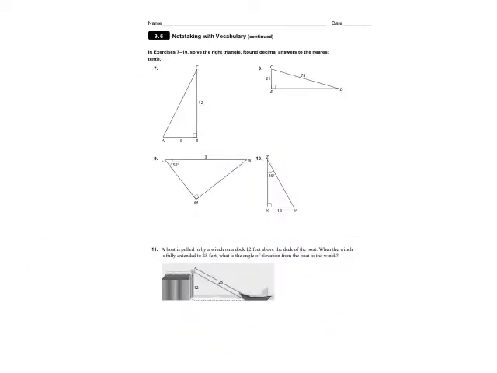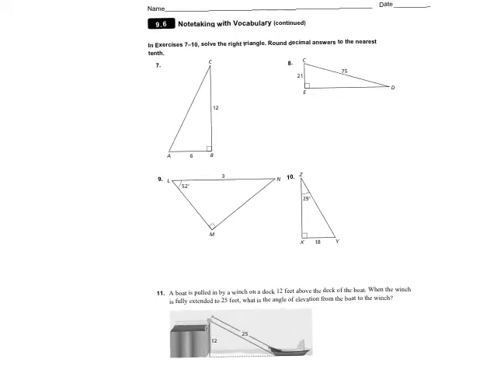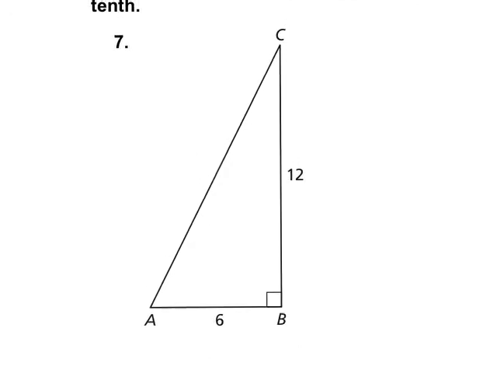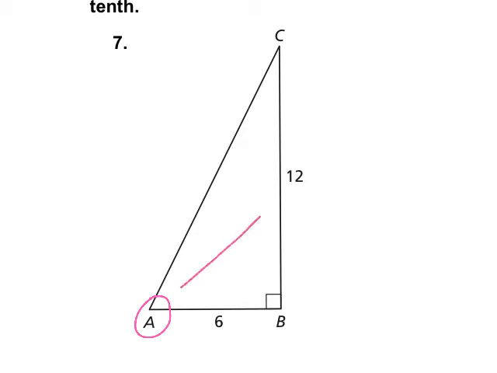Okay, so here we are on page 2. We are going to work through number 7 together and number 11, and then I'm going to turn you loose to do the rest of this assignment. We need to find all the angle measures here. We're going to start with angle A. You can start at any one, I'm just choosing A. To find angle A, I need the opposite over the adjacent.